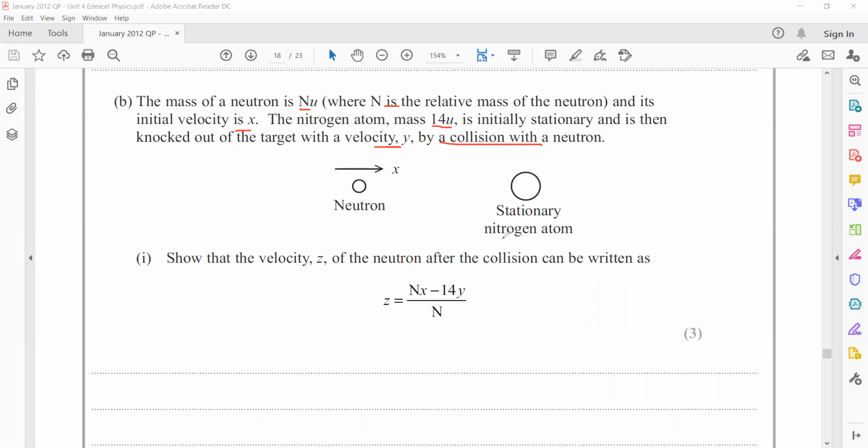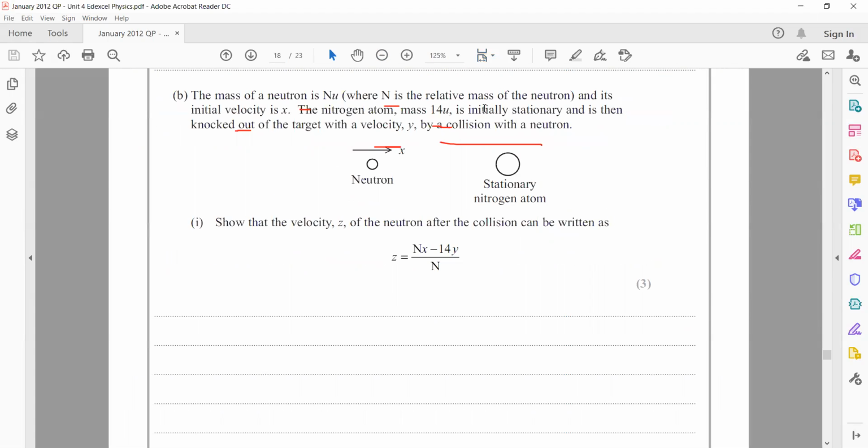So if the momentum is conserved, the momentum before collision will be equal to the momentum after collision. So we have the formula m1 u1 plus m2 u2 is equal to m1 v1 plus m2 v2.